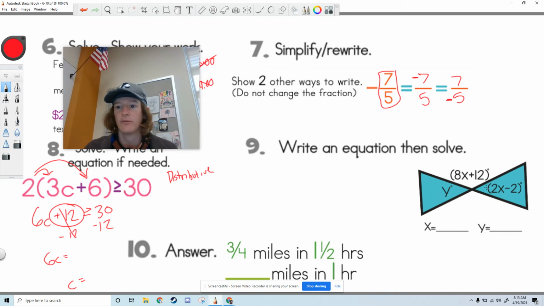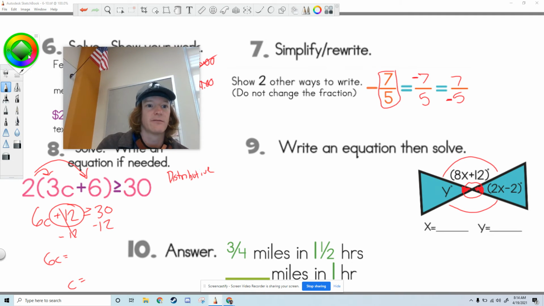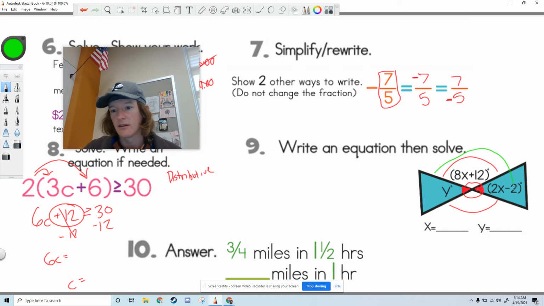Number 9, we have some angles here. If we recognize here, this is a full circle. It's 360 degrees. This angle here that I'm coloring red is the same as this angle I'm coloring red because those are vertical angles. And that also means that this angle on the top and this angle on the bottom are equal as well. We can also see that this angle plus this angle makes 180. It's halfway around our whole circle. It makes a straight line.